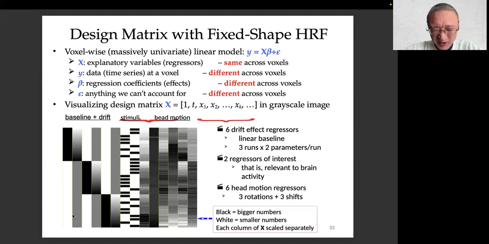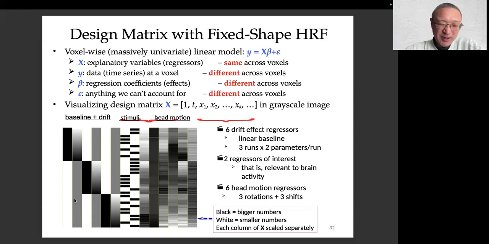What is a run in scanning? When we scan each participant, a run means it's a consecutive, continuous scanning without break. We keep scanning, for example, for 10 minutes, right?